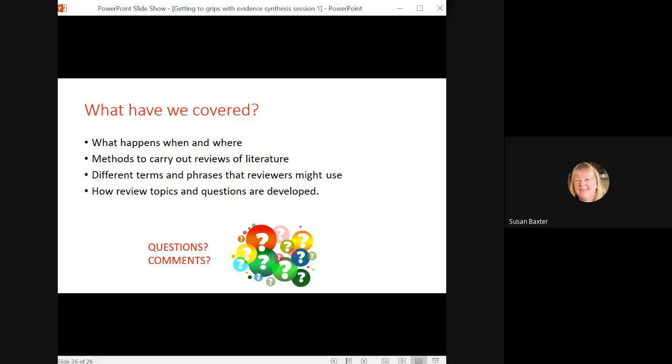So summing up, what we've hopefully covered in this session is what happens when and where within a review, methods that we use to carry out a systematic review of the literature, different terms and phrases that the reviewers might use, and hopefully a bit of an insight into how topics and questions are developed. As I said, this is the first of 2 sessions, and this one was very much on what you might call a traditional systematic review.